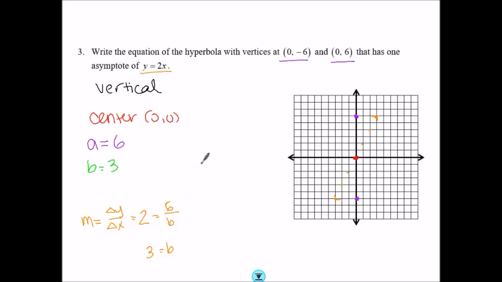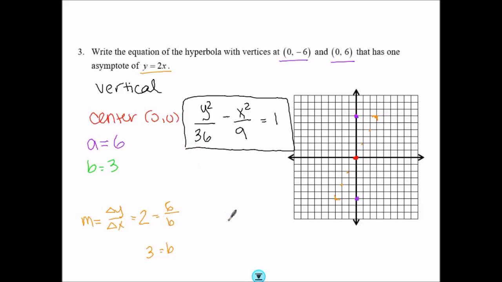Since we know that this is a vertical hyperbola, I'm going to put the positive y term first. Since the center is at (0, 0), we just have y squared. a squared is always the denominator of the positive fraction, and b squared is always the denominator of the negative fraction. So that is our equation. And that's it for writing equations of hyperbolas.